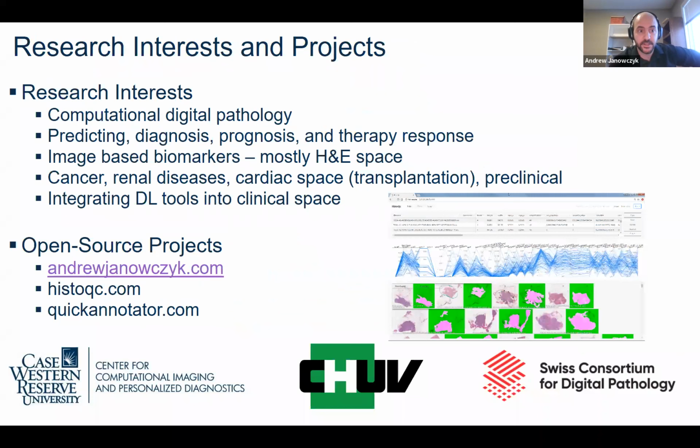Next slide, please. So my research interests, of course, computational digital pathology, in particular, predicting diagnosis, prognosis, and therapy response. I think probably 95% of my work is in H&E images. These are called image-based biomarkers, computer-aided diagnostics, all of these keywords. Most of my research focuses in the cancer space, but we've expanded out into renal diseases, cardiac space, in particular looking at transplantation, predicting rejection of transplant patients, that sort of thing, as well as preclinical models with some pharma collaborations that are starting up.